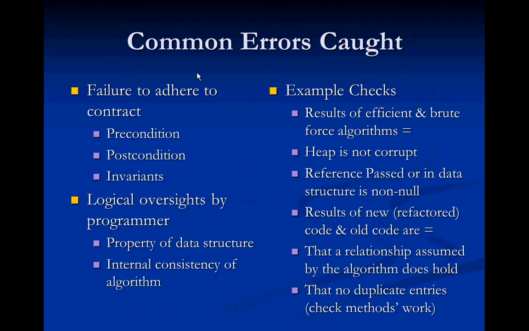so these are some common things that might be caught by an assertion. Failure to adhere to contract: preconditions, postconditions, invariants. Did you folks discuss those concepts in 370 at all? No? Oh, you did? Okay. Preconditions, postconditions, invariants. Actually, there's a fourth one that's commonly thrown in there. Anyone know what it is?